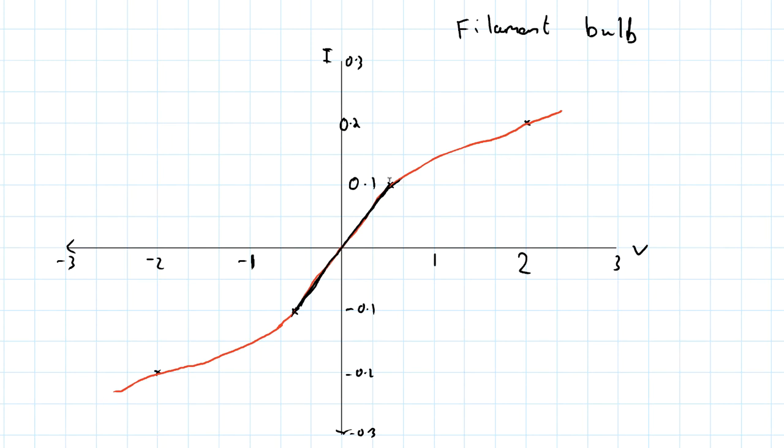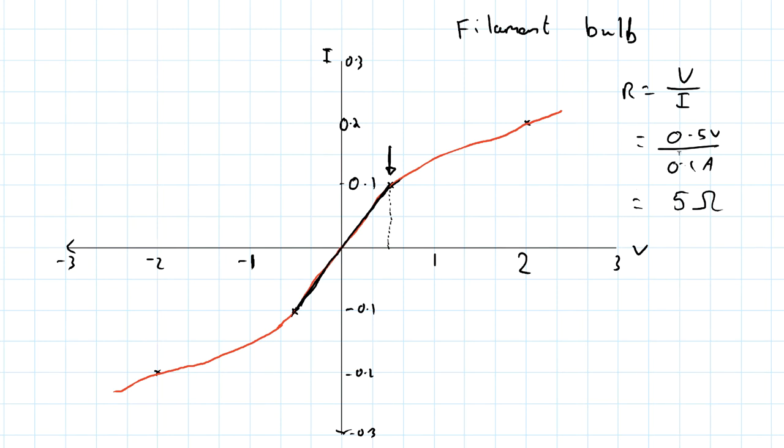Let's take this point here. Quite hard to see because I've scribbled over it, but that's probably around about 0.5 there, very, very close to 0.5 volts. And that gives you a current of 0.1 amps. So let's have a look. In our formula for resistance, resistance is equal to voltage over current, which is equal to 0.5 volts divided by 0.1 amps, which gives 0.5 divided by 0.1, which is 5 ohms. So the resistance at this point here is 5 ohms.